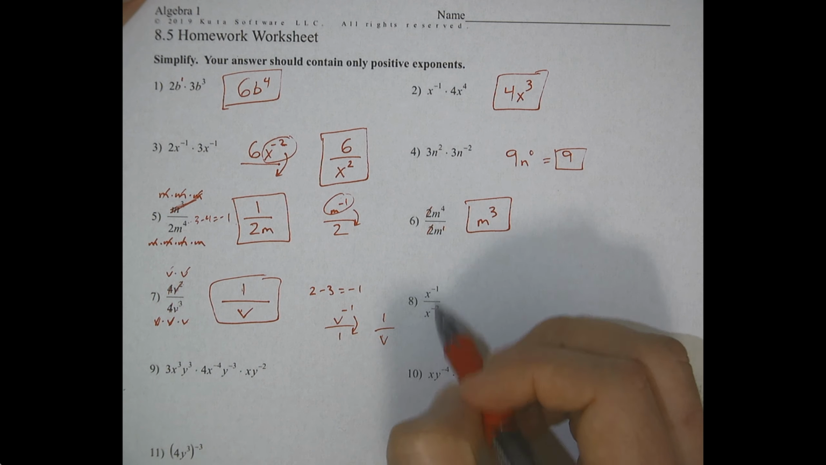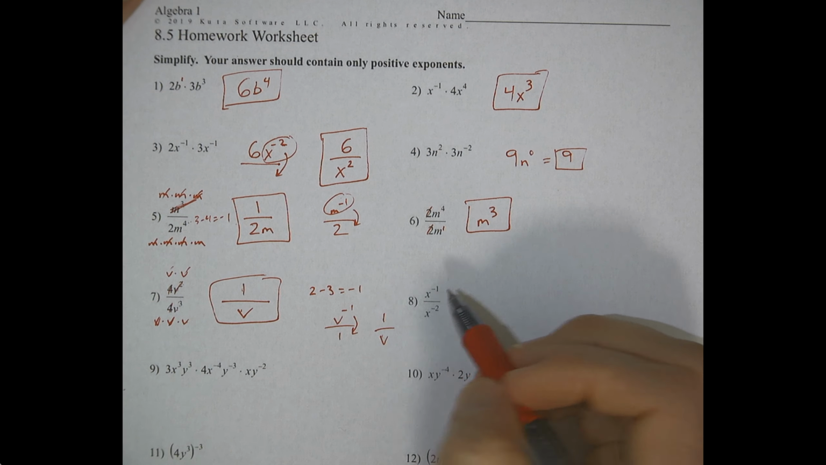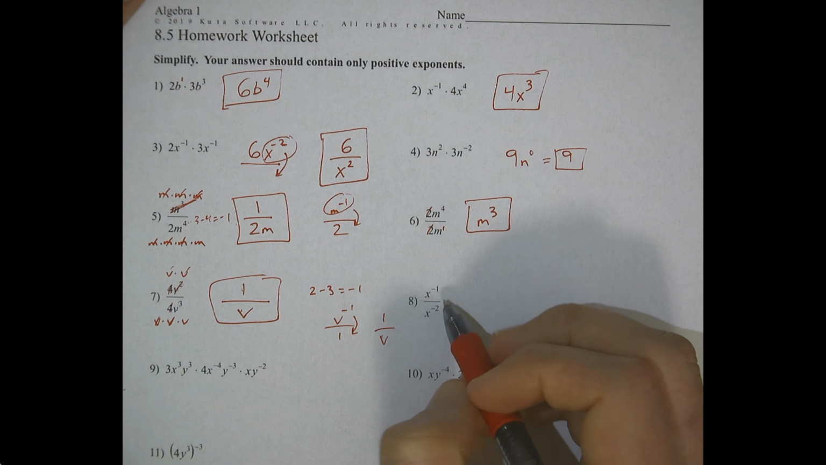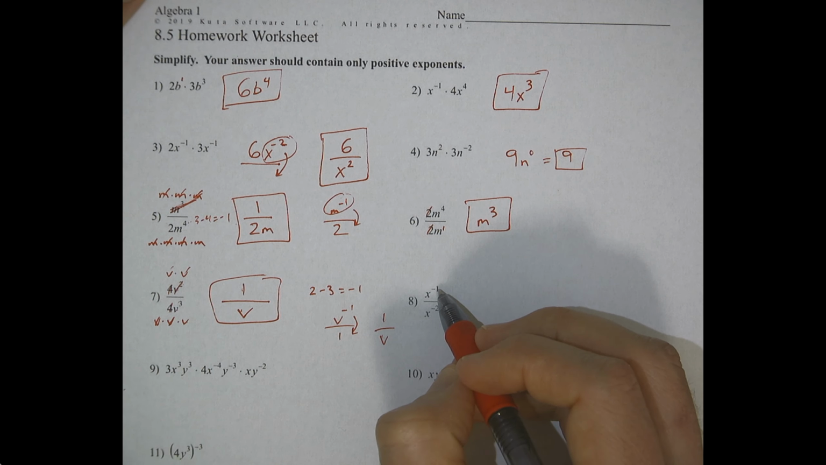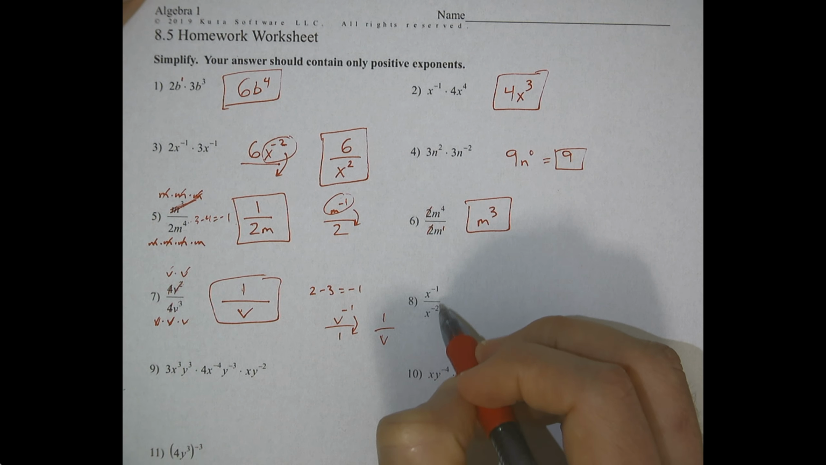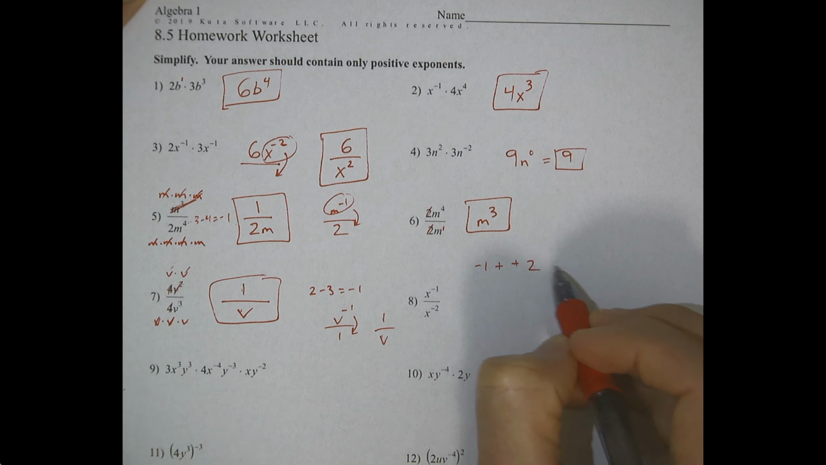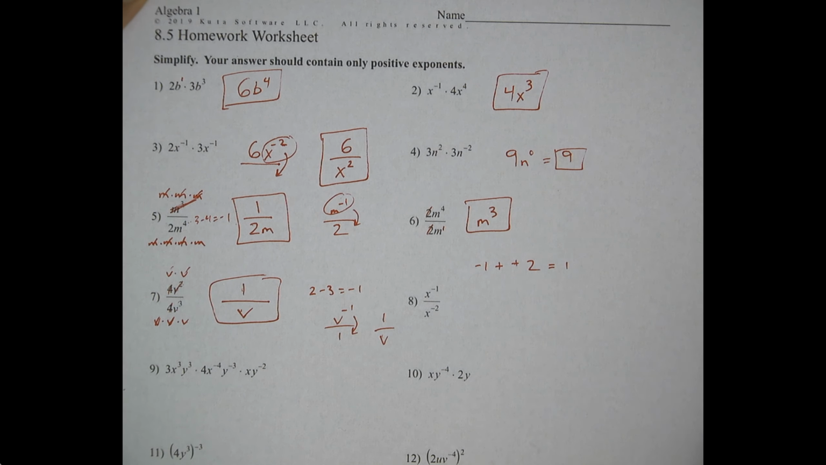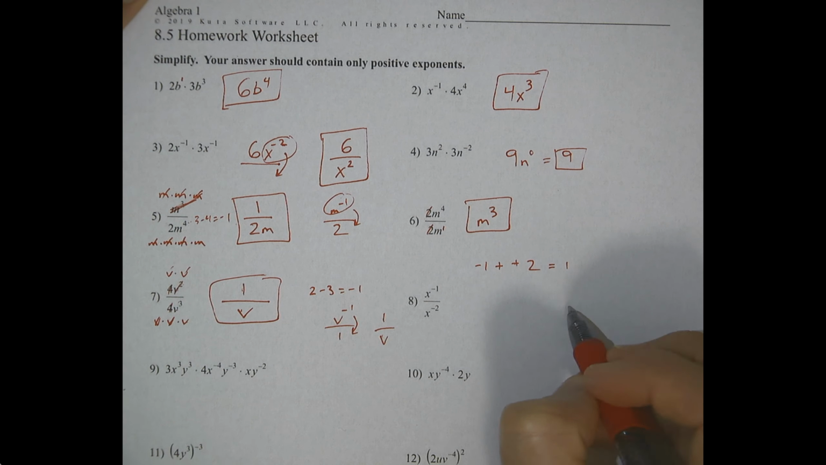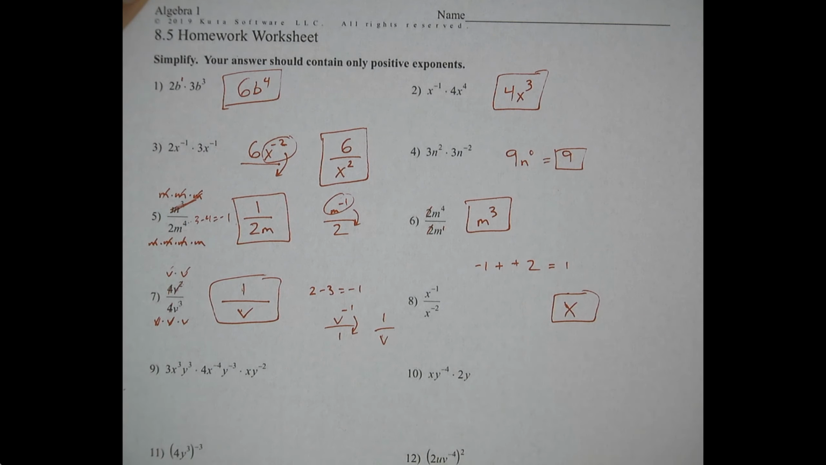All right, number 8 now. When we get to ones that have negatives all over the place, it's probably helpful to move them. That's what I like to do. But if you wanted to use the quotient rule here, you could. Because these are similar bases, I would subtract. So it's negative 1 minus negative 2, which goes plus plus. Negative 1 plus 2 is just 1. So my final answer is just going to be x to the first power, which is just x.